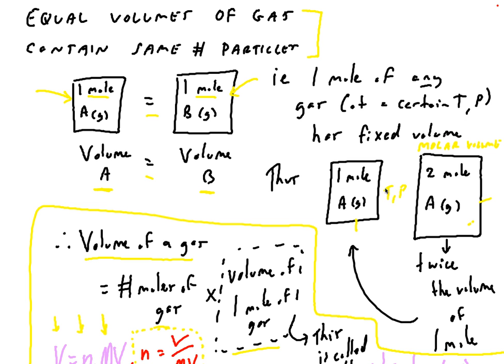So if I've got 1 mole of gas, that's going to occupy a molar volume. 2 moles of gas will have twice the volume, will have 2 molar volumes. And therefore the volume of a gas is how many moles of gas you've got times the volume of 1 mole of gas, which we know is called the molar volume, and that leads to the equation: volume of a gas is number of moles times molar volume.